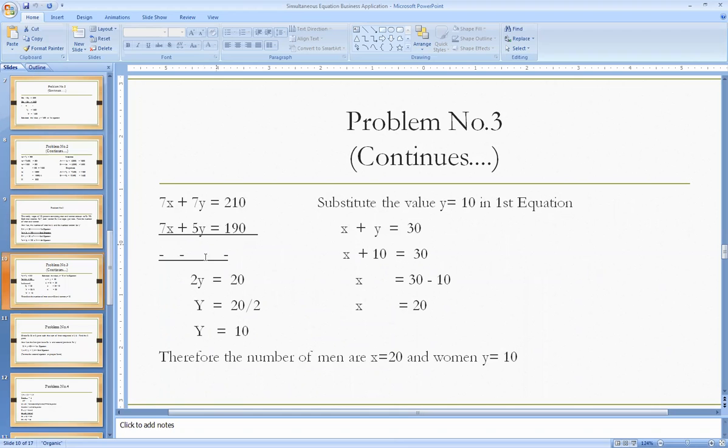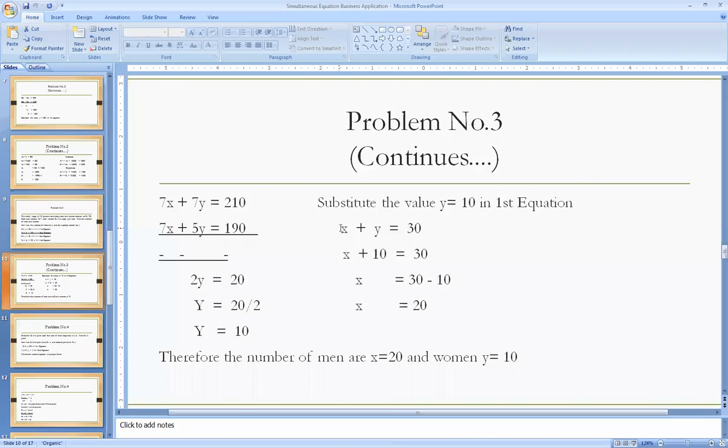Here also we equalize the values for elimination, but the signs are not the same. So we have to change the signs of the fourth equation. That is, 7x becomes minus, plus 5y becomes minus, 190 becomes minus. So we can cancel very easily the plus 7x and minus 7x. The remaining values are 7y and minus 5y, the difference is 2y, and 210 minus 190, the difference is 20. So y equals 20 divided by 2, the value of y is 10. This is the number of women.